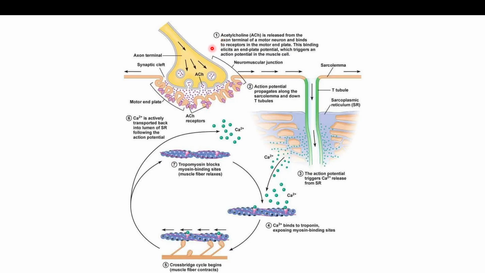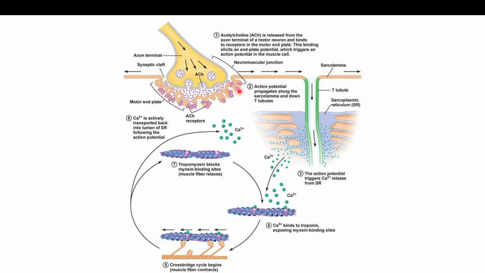The very first thing is there are nerve endings, innervation near the muscles, and this is the axon terminal, a neuron ending. The axon comes and ends here. There is the synaptic cleft here. There is acetylcholine trapped in vesicles at this portion. Now the acetylcholine is released from the axon terminal, the ending of a motor neuron, and it binds to the receptor in the motor end plate. This is the part.